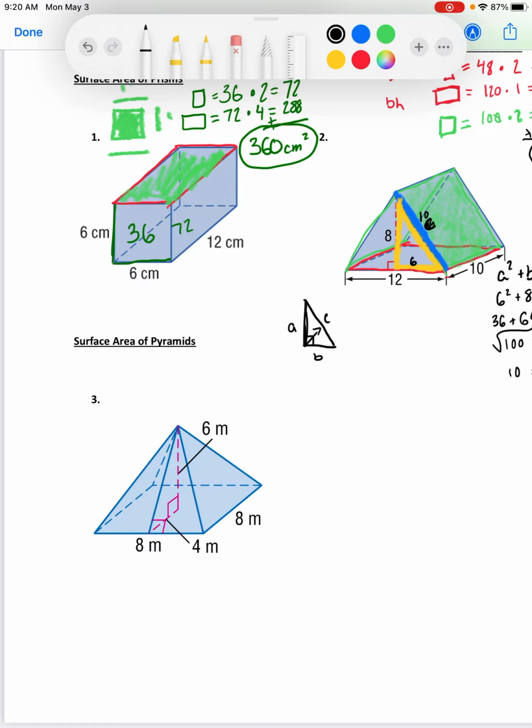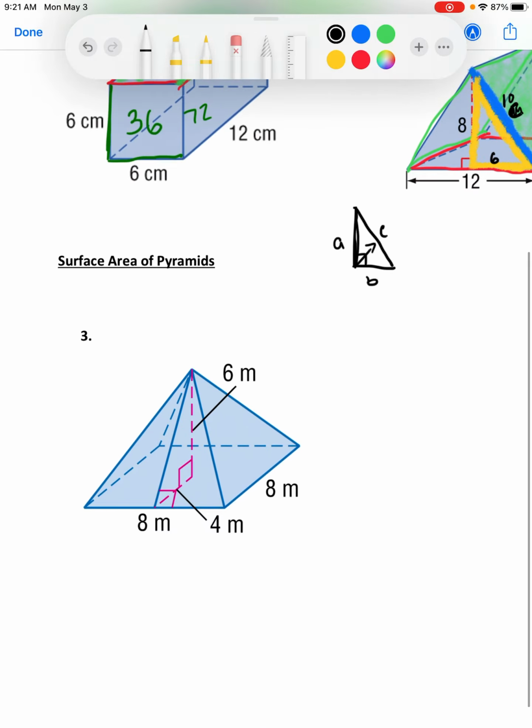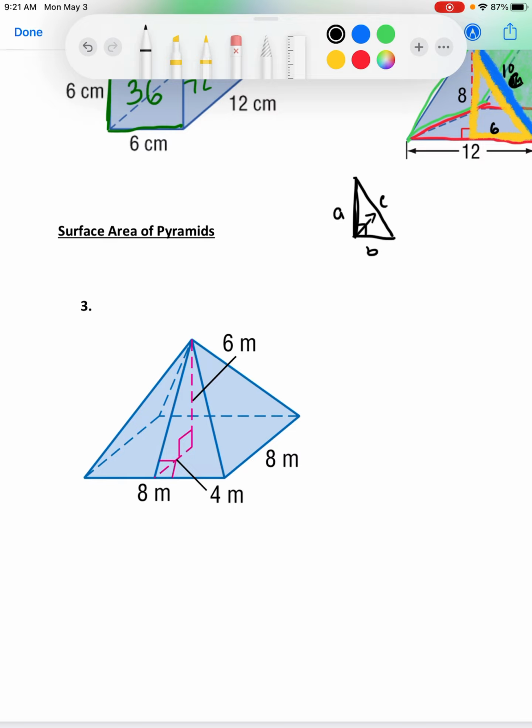And you're still going to need Pythagorean theorem for a lot of these, but that's no big deal. We can handle that. So just like prisms, with pyramids, what we're going to want to do is calculate the area of every individual side. So in this square pyramid, we have an 8 by 8 base that I'll highlight quick in yellow. And then we have 4 of these congruent green triangular sides.